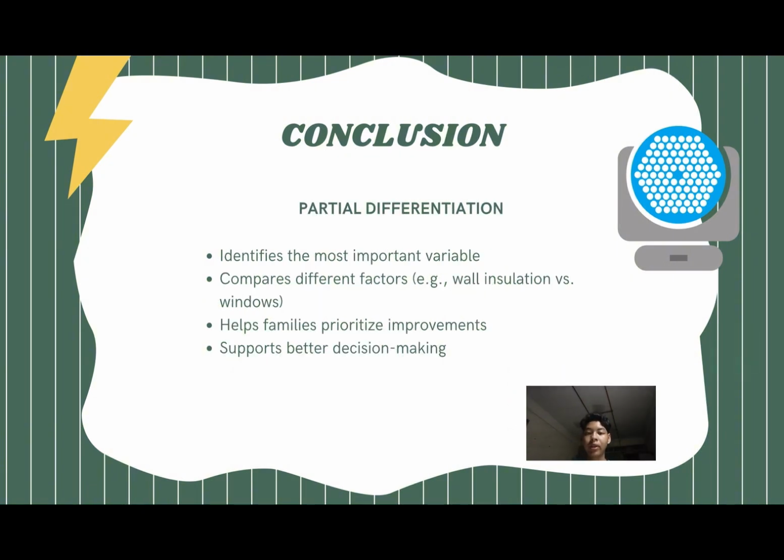First, partial differentiation. As Hazwani demonstrated, when a family faces a complex multi-variable dilemma like balancing wall insulation against window surfaces, partial differentiation acts as our diagnostic tool. It isolated the variables to show us exactly which factor is the most sensitive change agent. It answered the crucial question: where should this family spend their money first to get the highest impact?